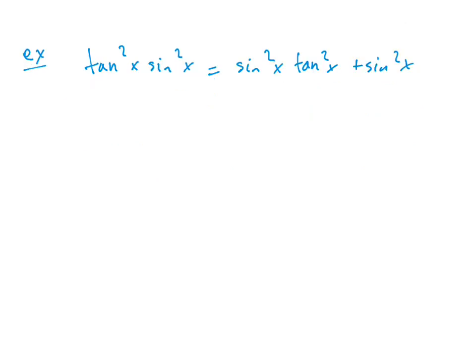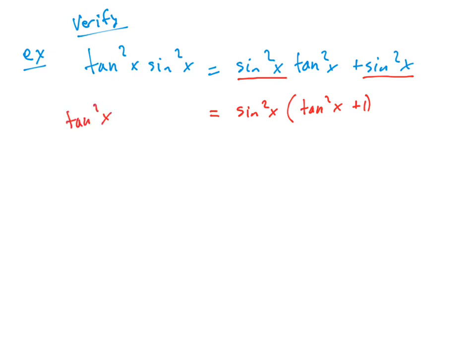All right, suppose this is the identity that we are trying to verify. Tangent of x times sine of x is equal to sine of x times tangent of x plus sine of x. One thing I might do first is on the right-hand side, I notice that I have a sine of x in each term. So I'm going to factor that out, and I'm left with tangent of x plus 1. On the left-hand side, I have tangent of x.